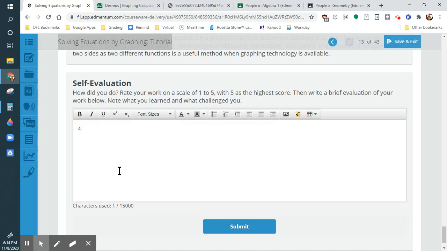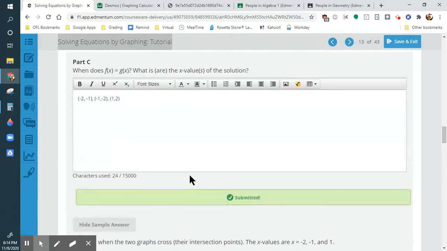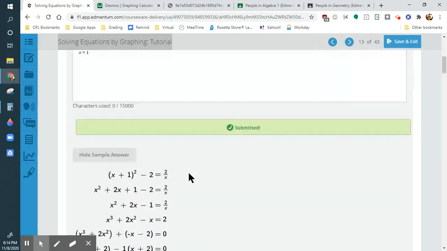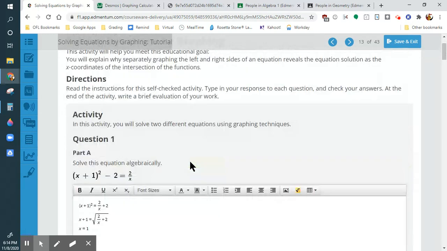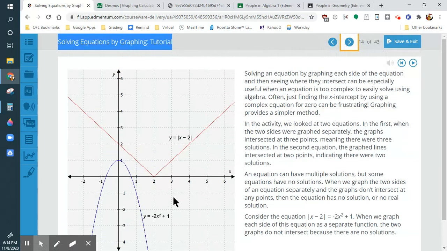So this one, I'm going to give myself a 4. I was confused on how to start the first one. I was honestly going to use this process called synthetic division, which we have not covered yet. It's probably a semester 2 thing if we do cover it. Submitted. Okay, I submitted everything. All right. So moving on to this.